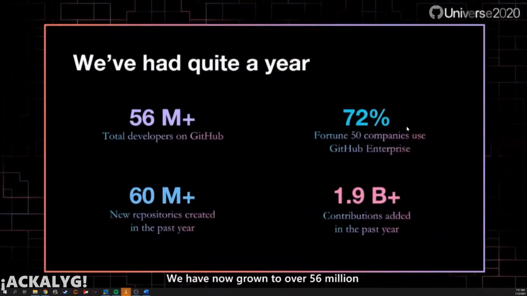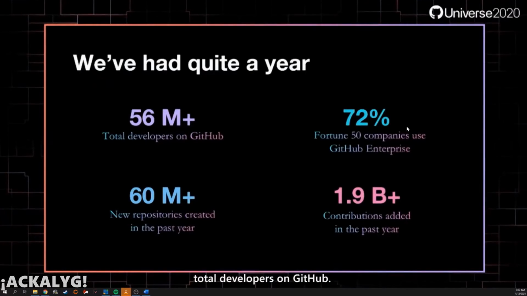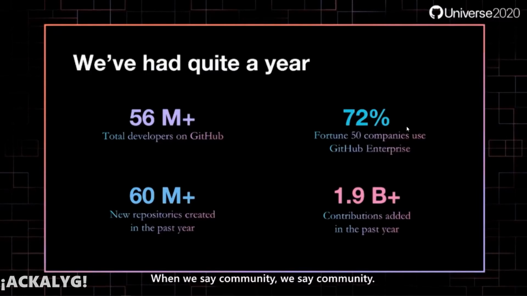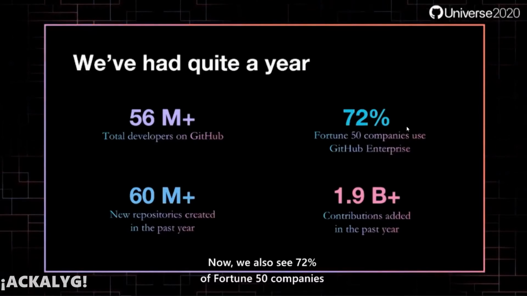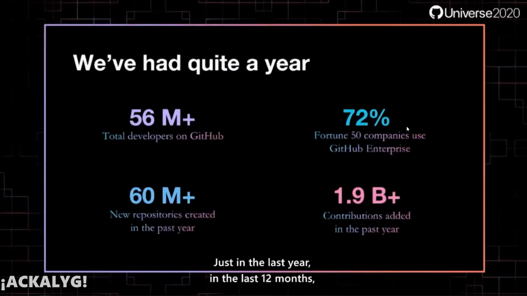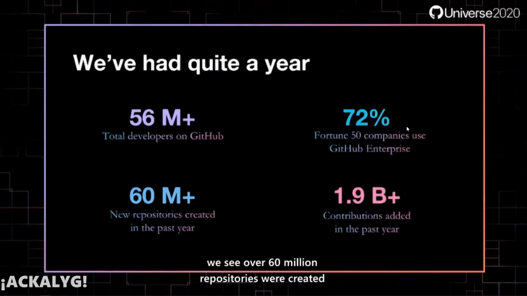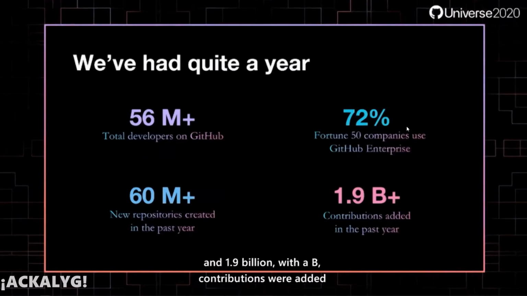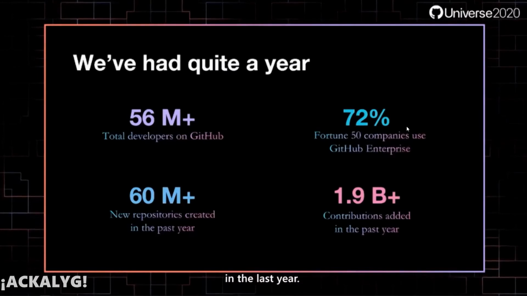We have now grown to over 56 million total developers on GitHub. That's some power. When we say community, we say community. Now, we also see 72% of Fortune 50 companies are using GitHub Enterprise. Just in the last 12 months, we see over 60 million repositories were created and 1.9 billion, with a B, contributions were added in the last year.